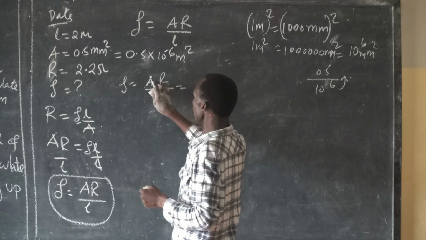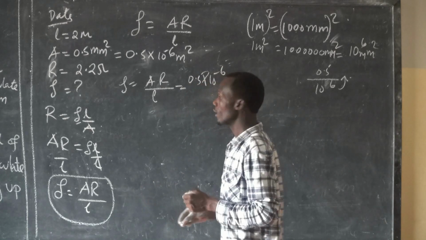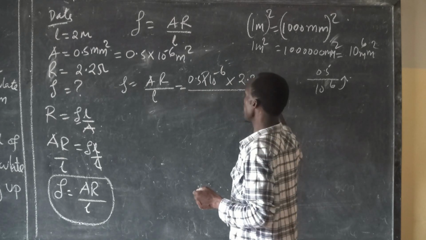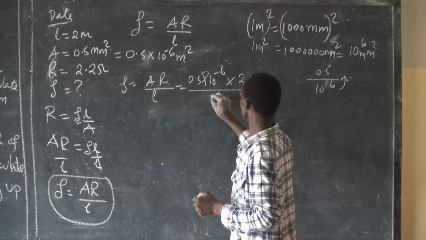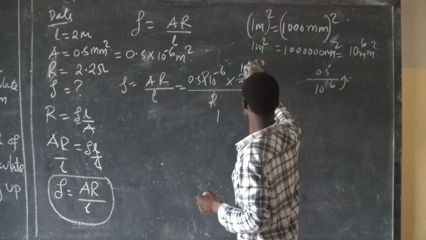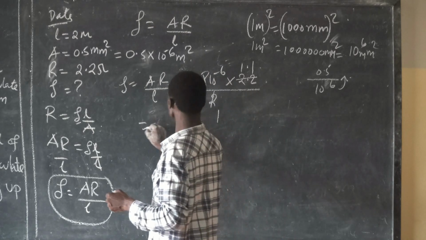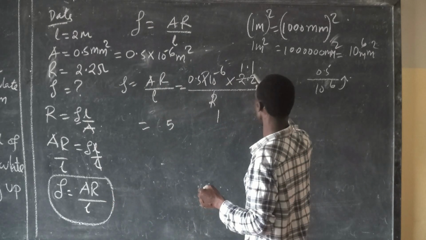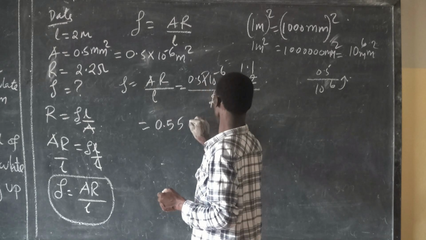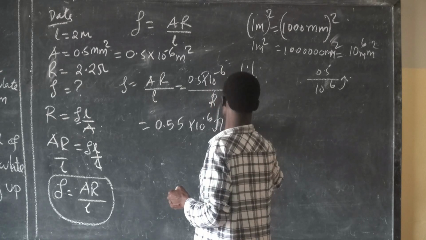Now if that is the case, resistivity is equal to area times resistance over length of the conductor. Now area is equal to 0.5 times 10 power negative 6, times resistance, which is equal to 2.2, over length of the conductor, which is equal to what? To 2. Then by 2, 1. By 2 here, 1.1. Is it so? Now it is 5. Now we have 5. How many decimals are there? 1, 2. 5, 5. Now 1, 2. 0.55 times 10 power 6. This is the ohm meter.